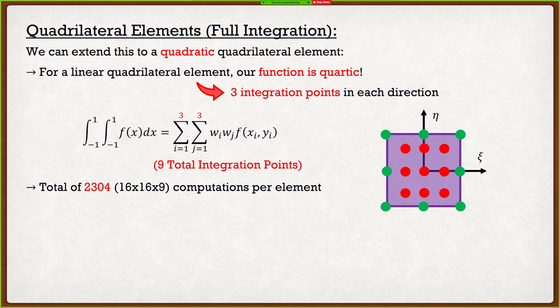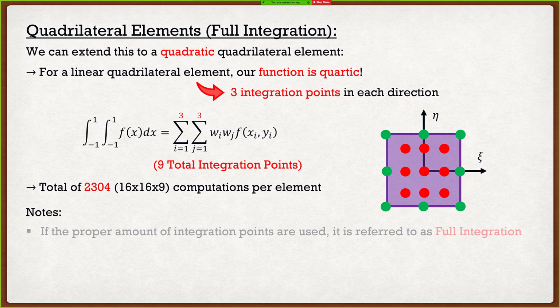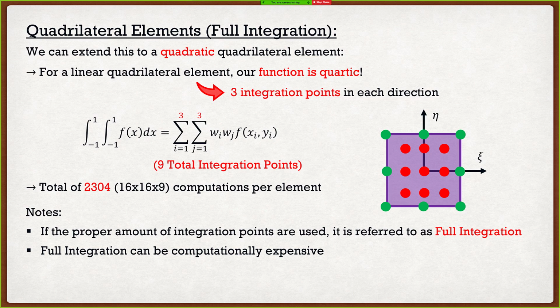So it's becoming to be quite a bit. So just some general notes on this full integration. If we use the proper amount of integration points, again, for our 4-node, we said that it was cubic, so we needed 2 integration points. For our quadratic, we said that it is quartic, so we needed 3 integration points. If we use that required amount of integration points, we call that full integration, meaning that if it's a polynomial function, we will actually get the exact solution. But as we can see here, even this full integration can be computationally expensive.